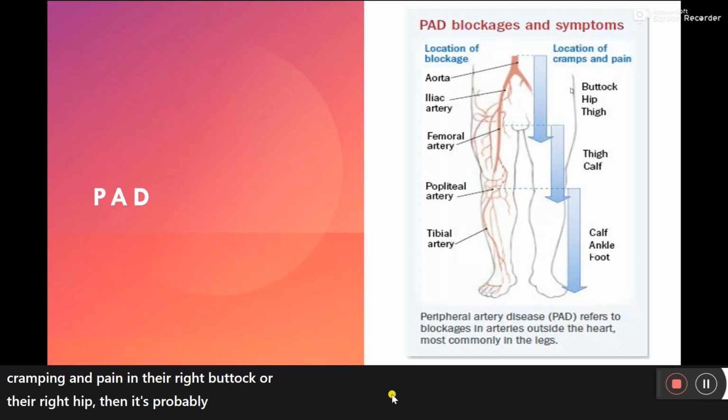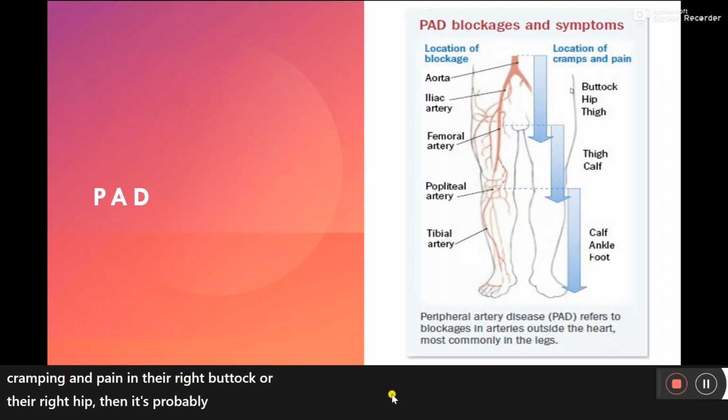Because right above that area, if the common iliac is blocked, that means all the vessels distal to that are going to have decreased blood flow. So the tissue that it feeds is receiving less blood flow. So the problem has to be north of where the symptoms are. I hope that makes sense.